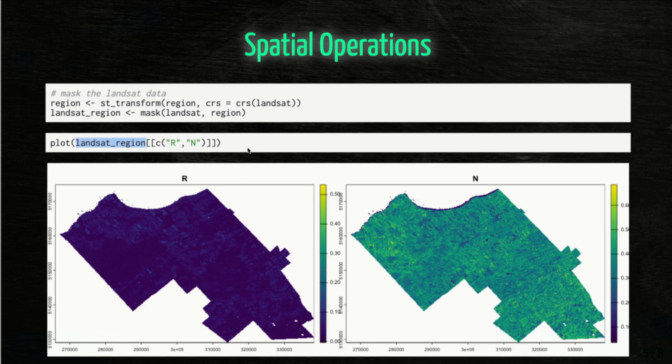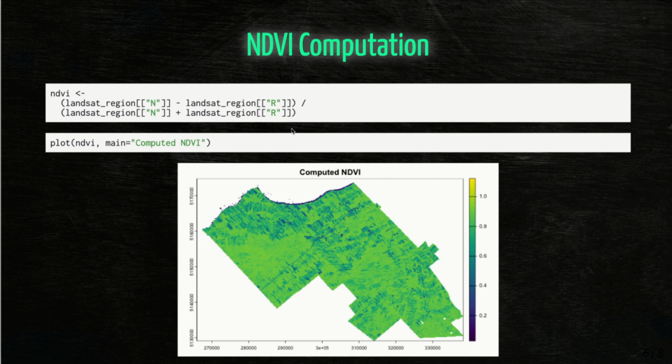Okay, so we have defined the region. We have some interesting data from the red and the near infrared layers of a spatial raster. Now it's time to compute the NDVI. So the NDVI is the near infrared layer minus the red layer, divided by the near infrared layer plus the red layer.